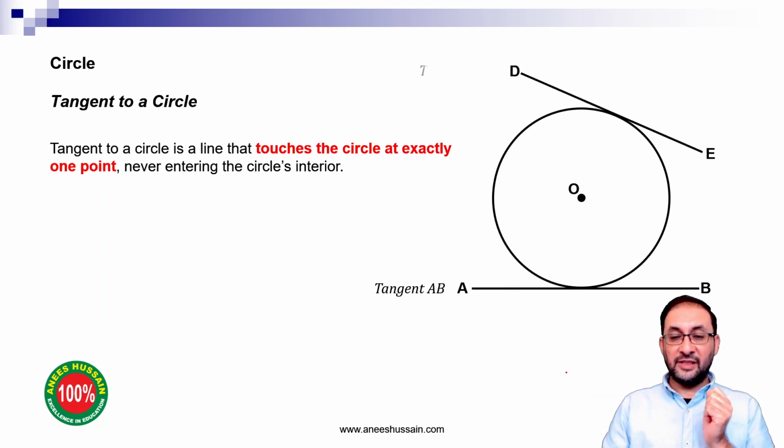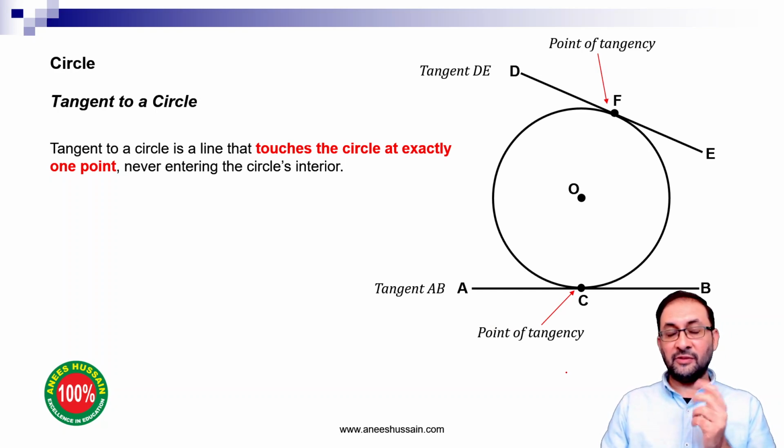Similarly, line DE here is also a tangent. And the point at which the line connects with the circle is known as the point of tangency. So point C here is a point of tangency, and point F here is the point of tangency for tangent DE.